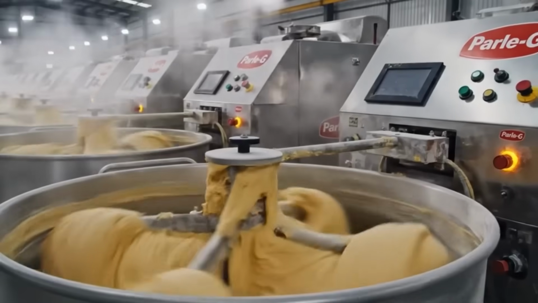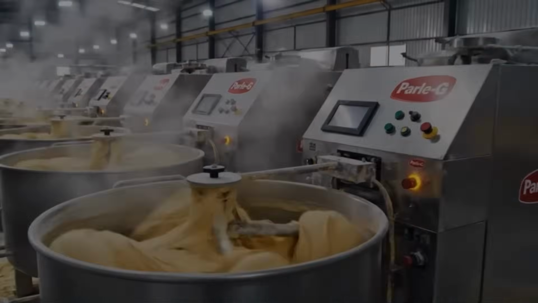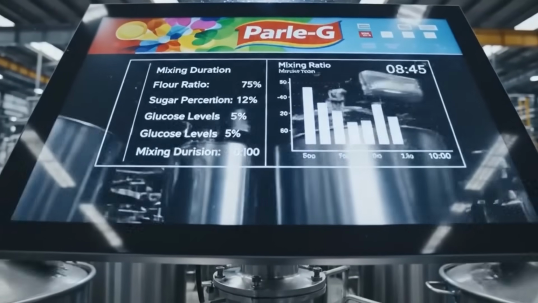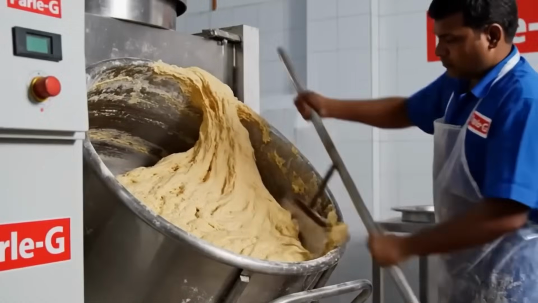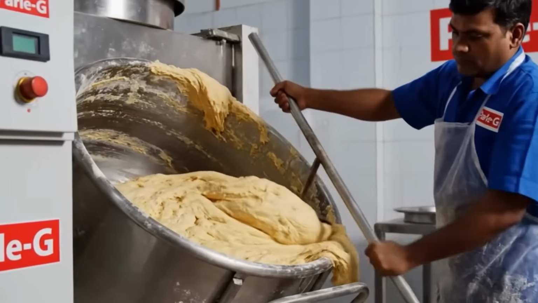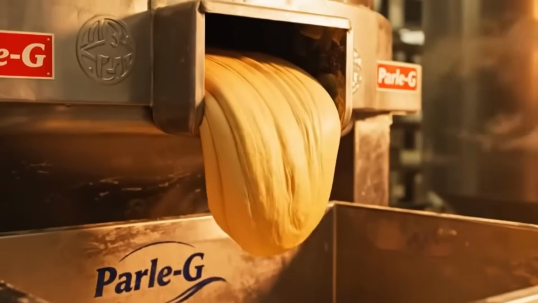Docking is often used for flat biscuits. Docking pins punch small holes in each piece. Holes allow steam to escape during baking. This prevents blistering and ensures flatness. Docking pattern influences surface appearance and break strength. The docking station is synchronized with cutter speed so holes stay centered.